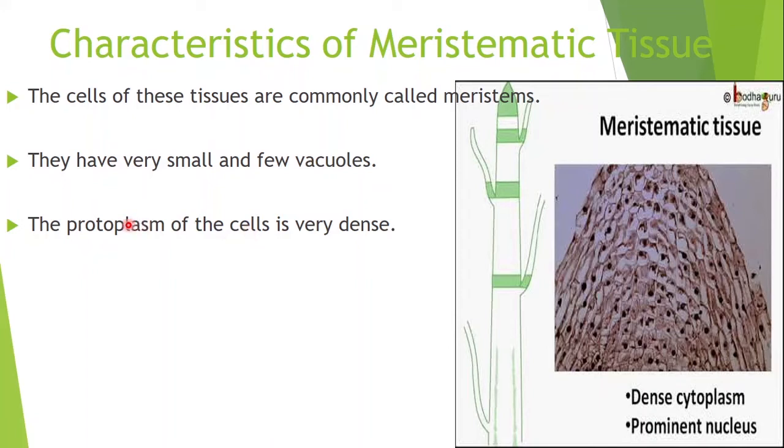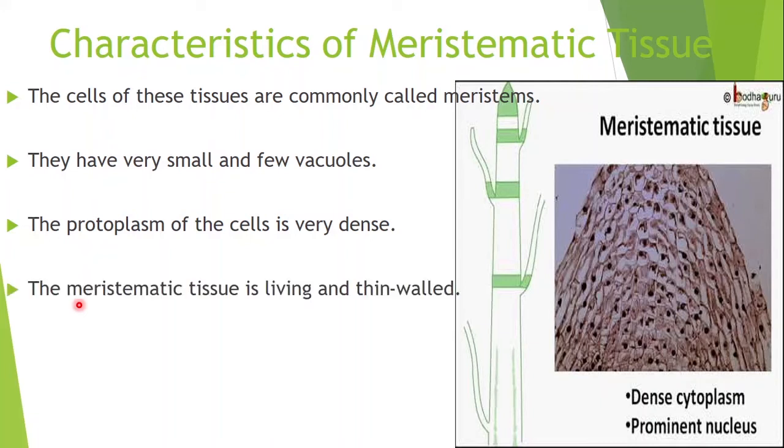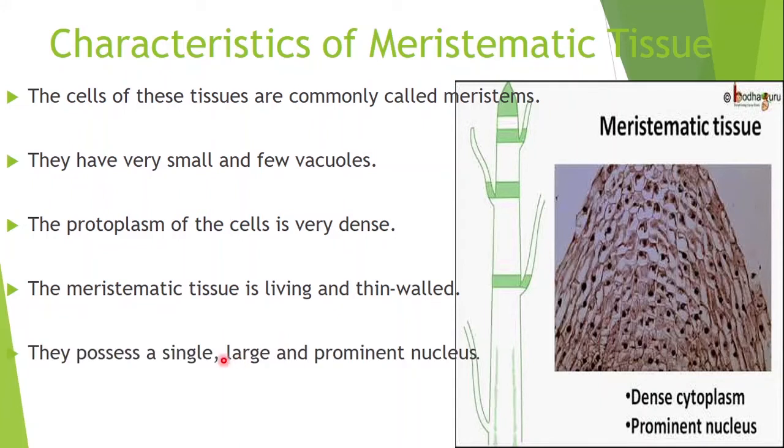The term protoplasm we already used in the previous lesson, the fundamental unit of life. We can already explain the term protoplasm very clearly. If you can't understand the term protoplasm, then please go over the previous video. Now the next characteristic is the meristematic tissue is living and thin walled. Next, they possess a single large and prominent nucleus.